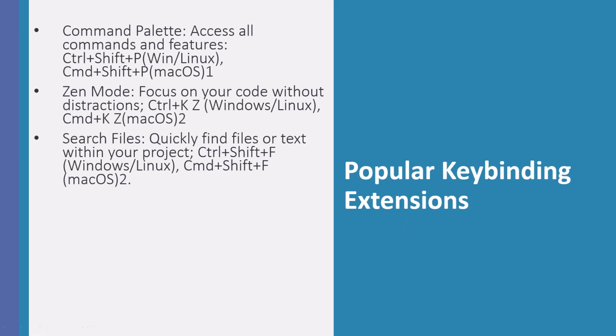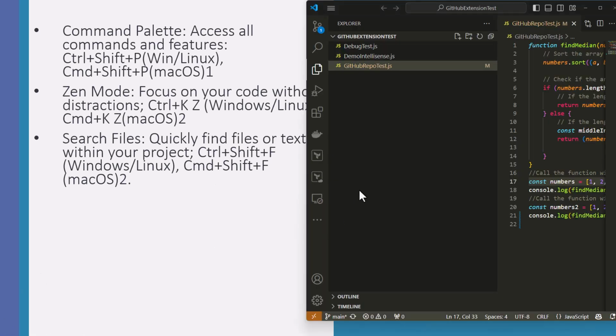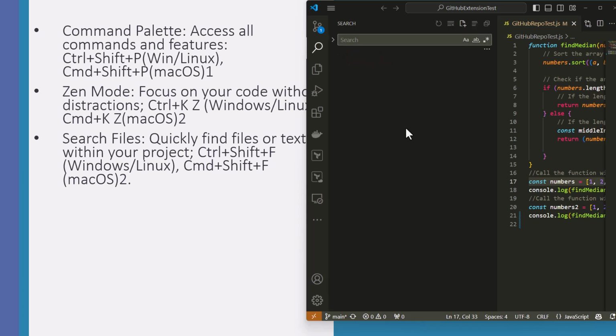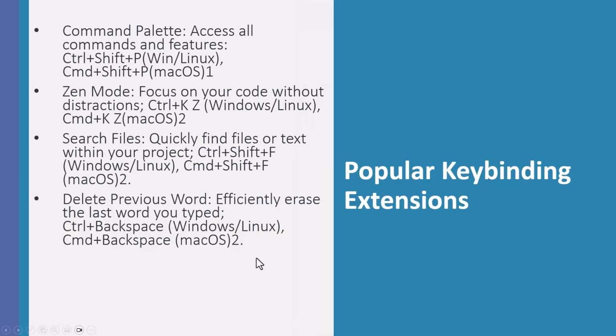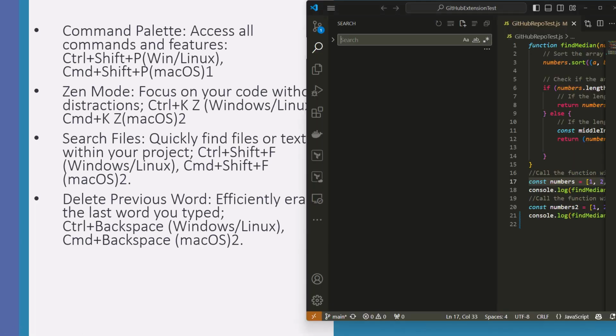Next is search files. So for search files, Control plus Shift plus F for Windows and Linux, and Command plus Shift plus F for macOS. Control plus Shift plus F, you can search for files. And delete previous word: Control plus Backspace. So if you know it very well, Control plus Backspace. Okay, delete previous word.